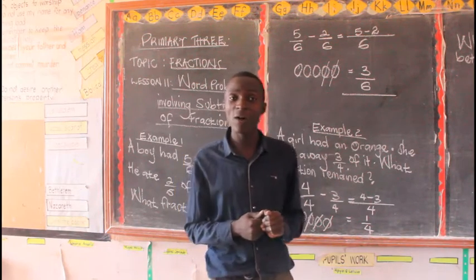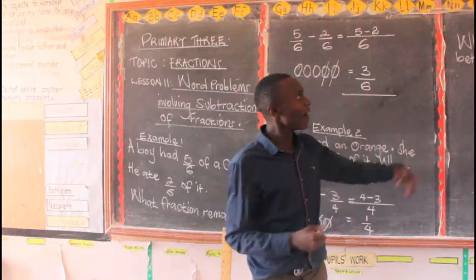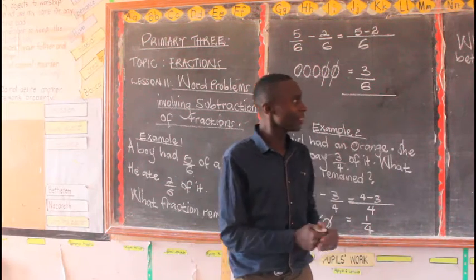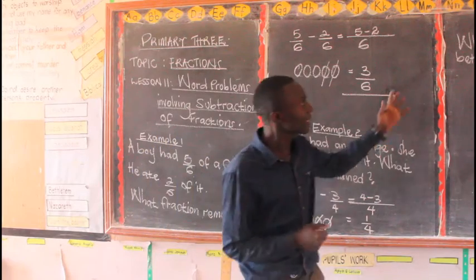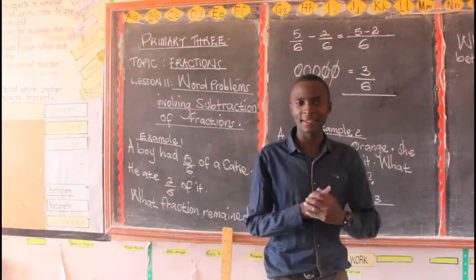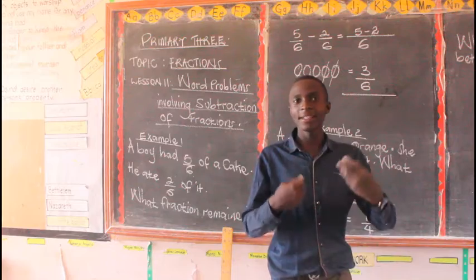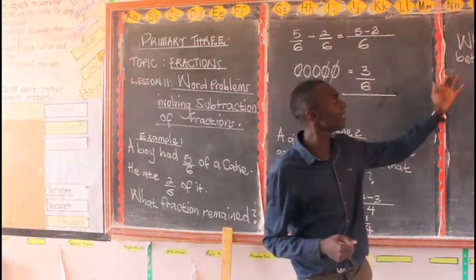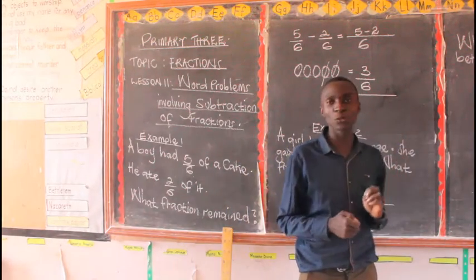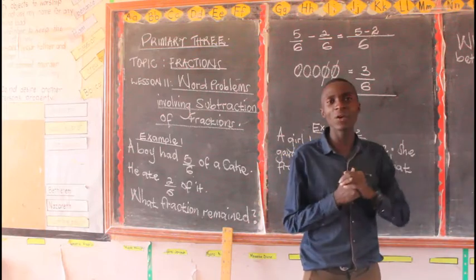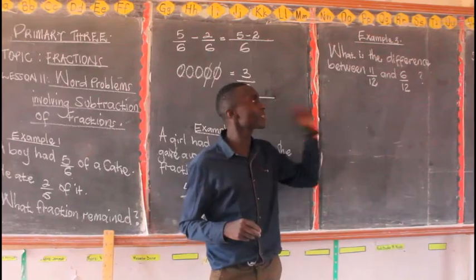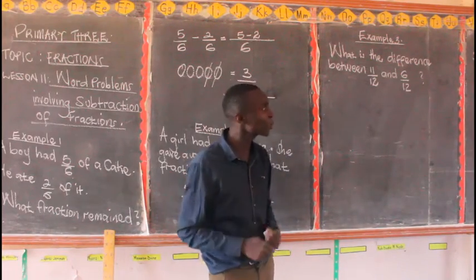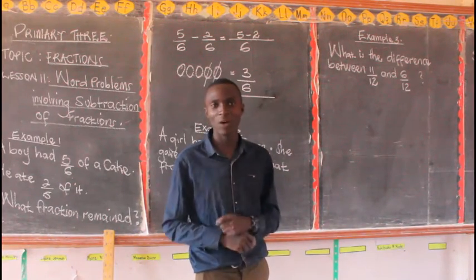I know you are reading it like that also. Let us go to our example 3, children. It's partly different from these examples that we've seen. It is saying find the difference. Find the difference between 11 out of 12 and 6 out of 12. That's our example 3.